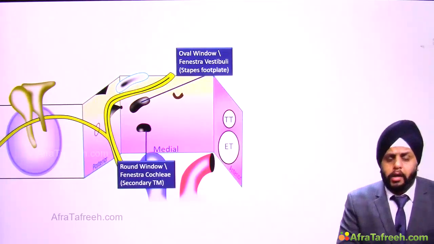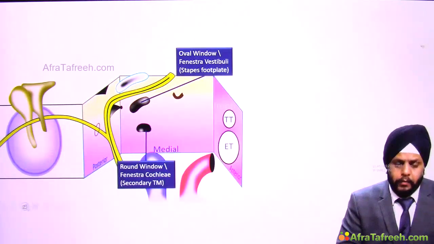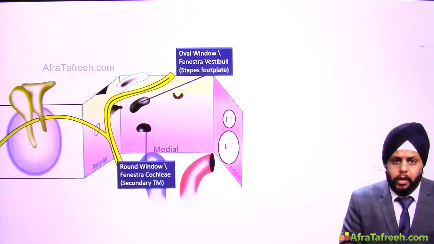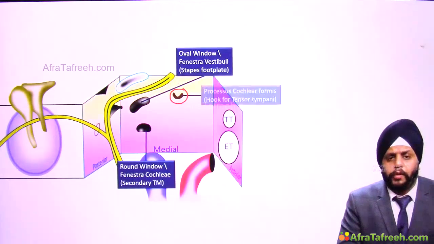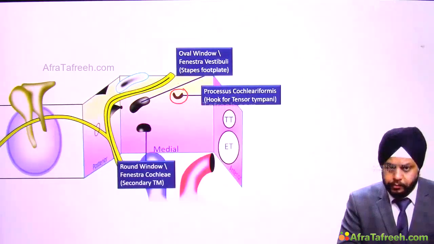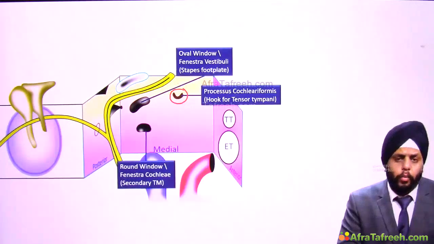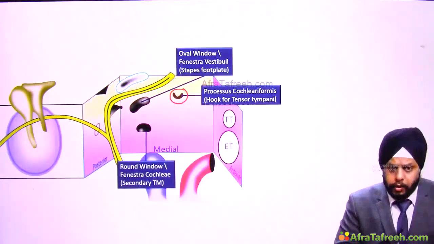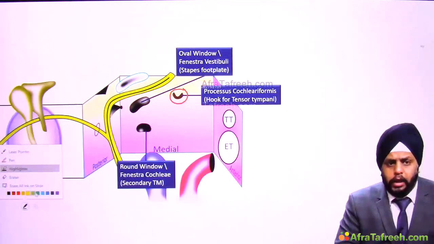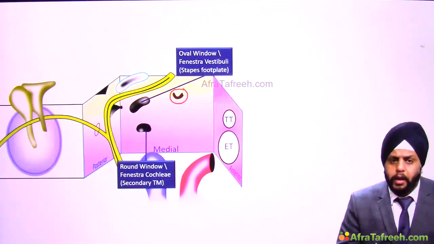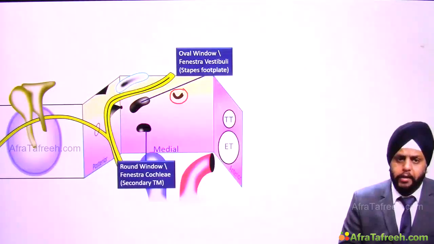Alright. Now anterior to the oval window, you can see that we have a hook-like structure. This hook-like structure over here, which I have now encircled, is known as processus cochleariformis. Now what is the function of processus cochleariformis? We know that on the anterior wall we have a canal for tensor tympani. So we have this opening over here in the anterior wall.